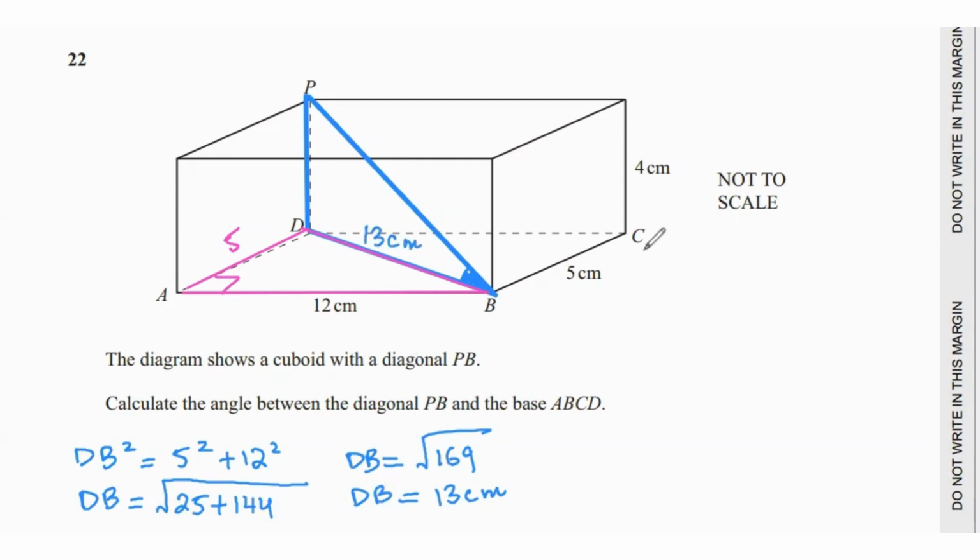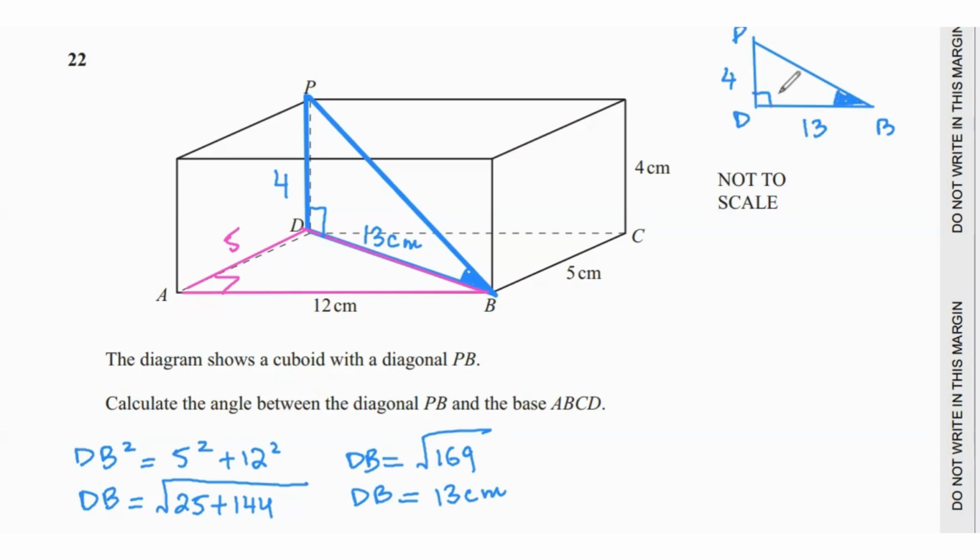Now, if this length is 4, this would also be 4. So if we look at this right angle triangle, this is P, this is D, this is B. 4 and 13, and this is what we're trying to find. And this is 90 degrees.